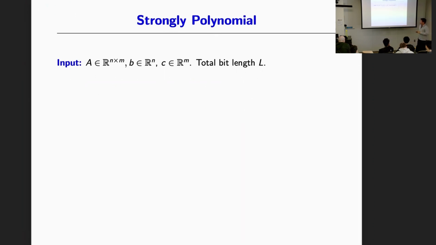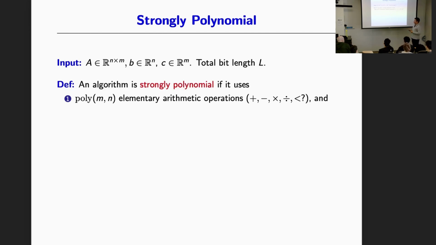So what is strongly polynomial? It is essentially a strengthening of the notion of polynomial time. We say that an algorithm is strongly polynomial if it uses poly(m, n) elementary arithmetic operations. So these are your usual plus, minus, multiply, divide, and comparison between 2 numbers. And note that the number of such elementary operations can only depend on the dimension of your problem. So L is no longer part of the running time.